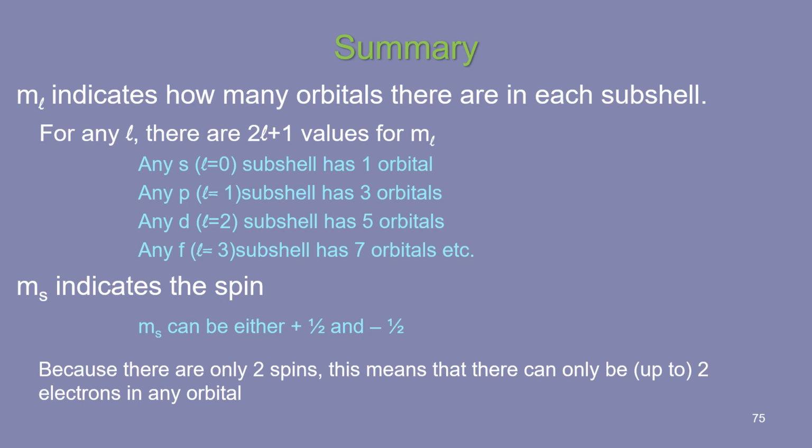And then m sub s indicates the spin. It can either be plus 1/2 or minus 1/2. Now, because there are only two spins, this means that there can only be up to 2 electrons in any orbital. And we'll talk about that in a minute also.